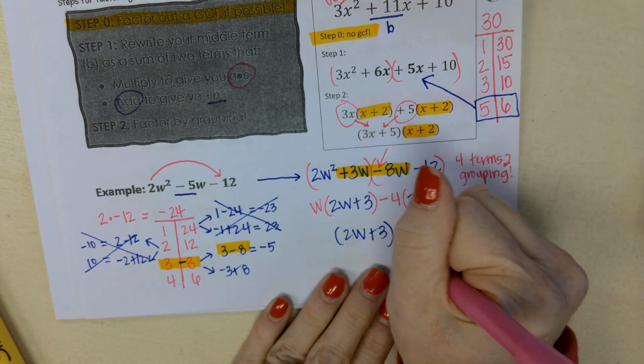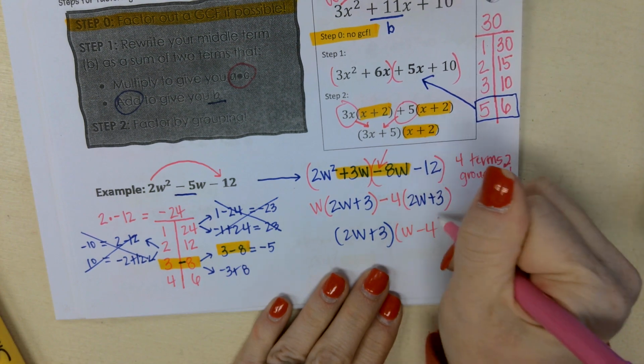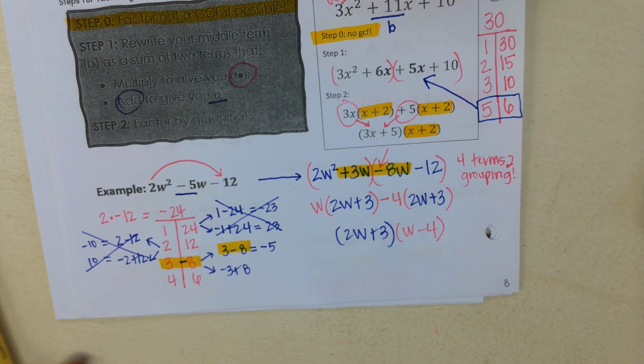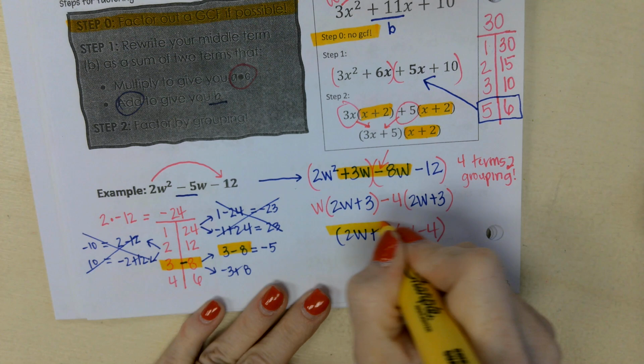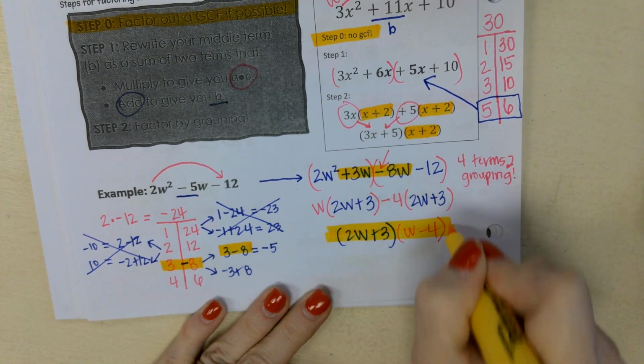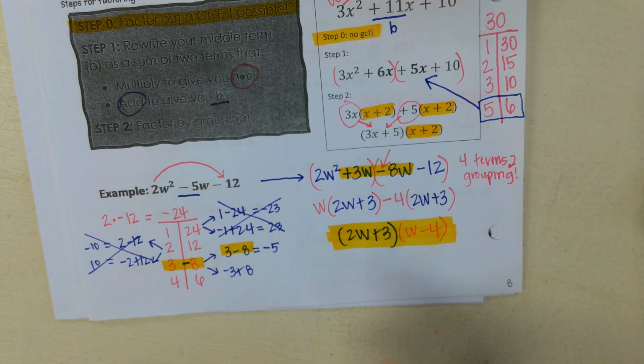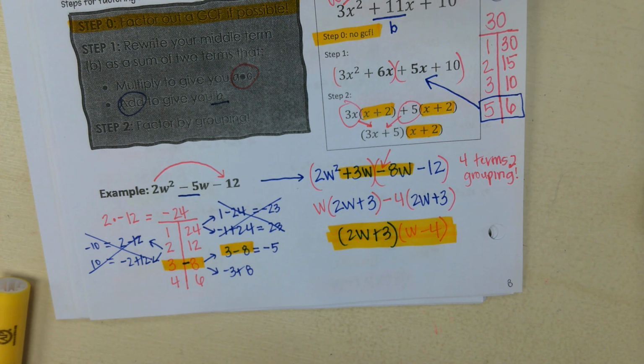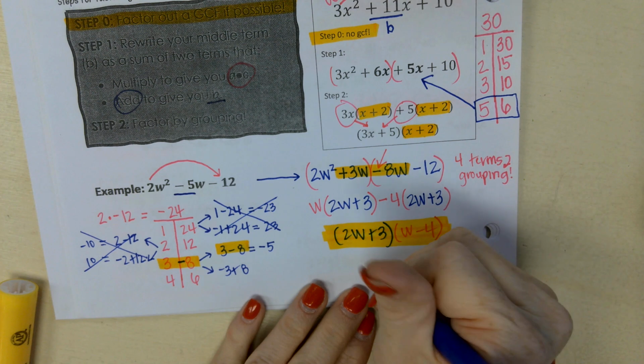And then I take my GCFs, and this is my final answer, friends. I have written that now as polynomial multiplication. That's my final answer.